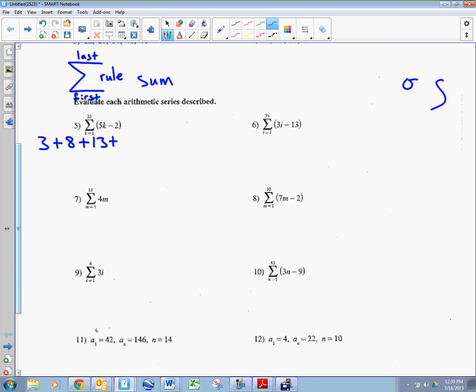So 3 was for k equals 1. 8 is for k equals 2. You go all the way up to 35. Boys and girls, what are you going up by each time? 5.